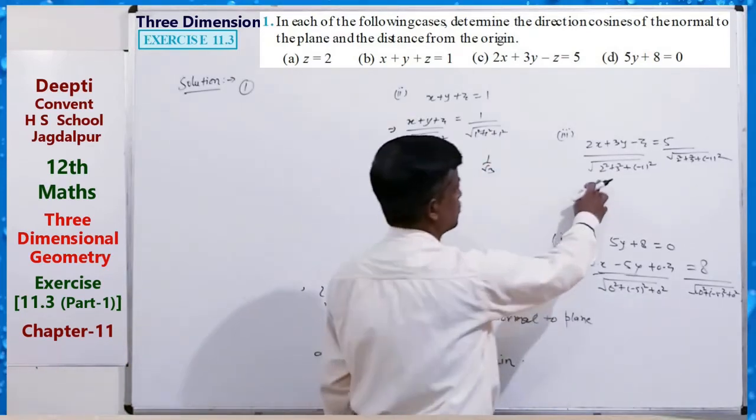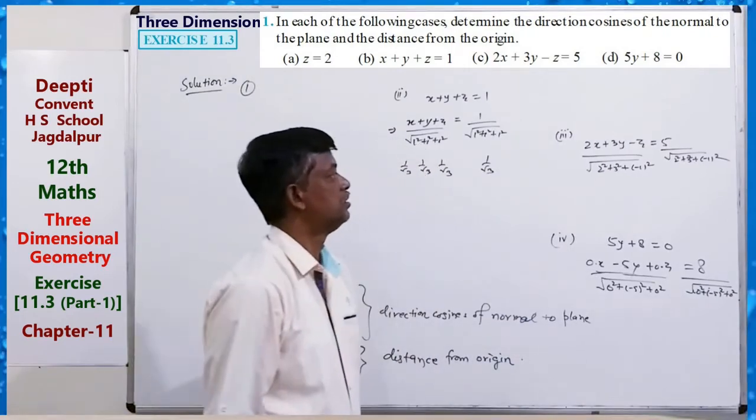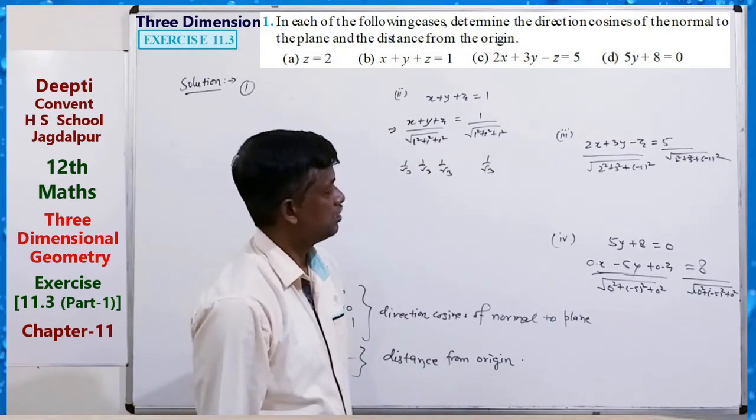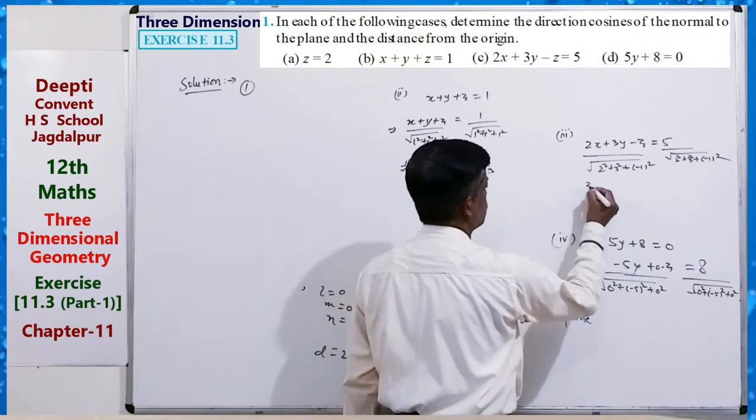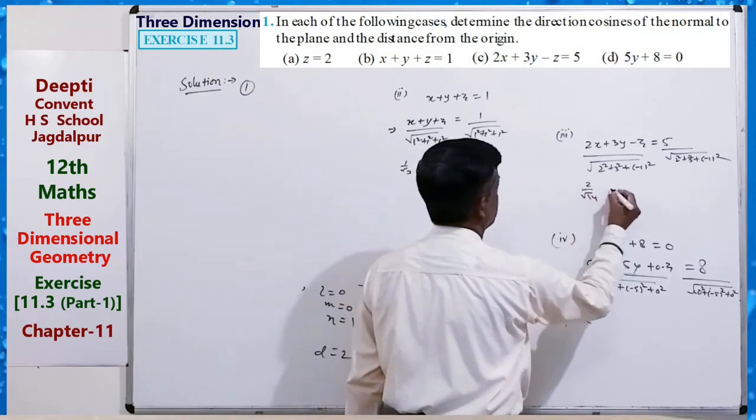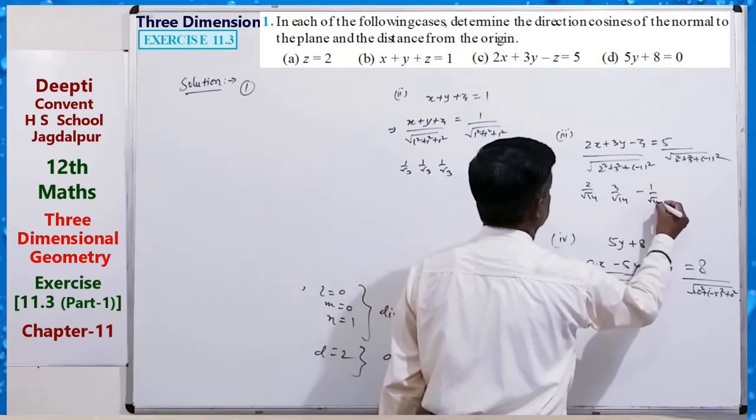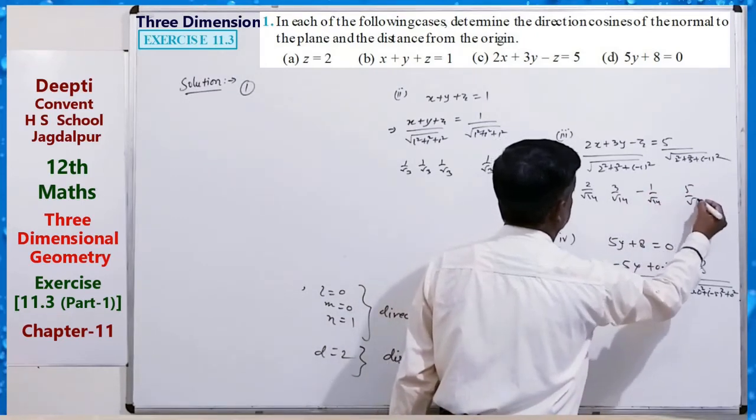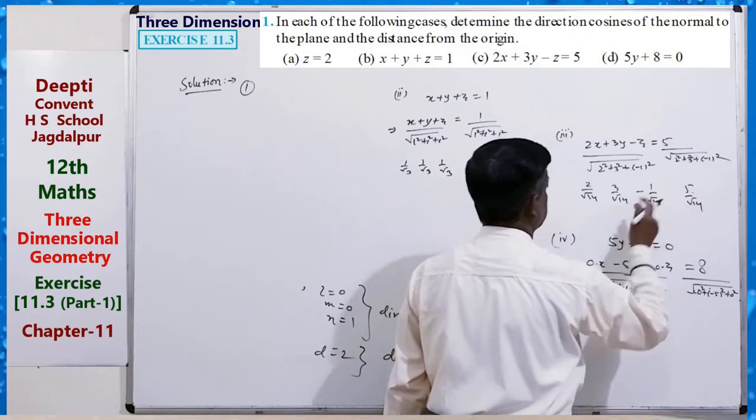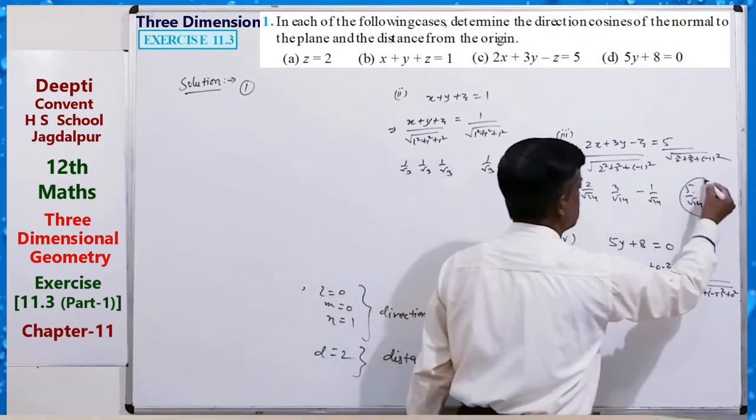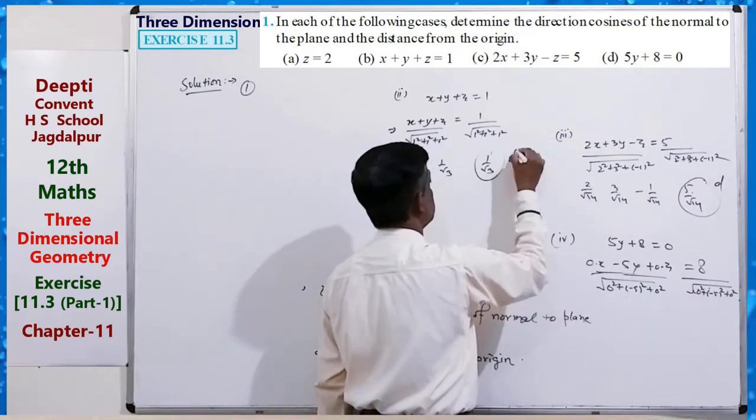From here, 2 square, 3 square, 9, 9 plus 4, 14, root 14. So 2 by root 14, 3 by root 14, and minus 1 by root 14, and here 5 by root 14. This is d, the perpendicular distance, and these are l, m, n.